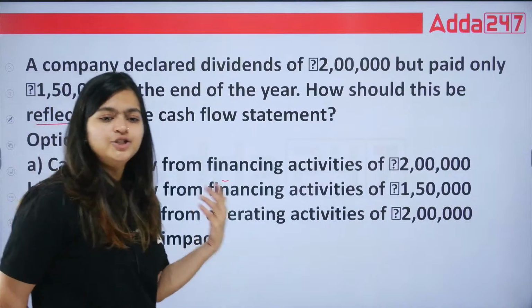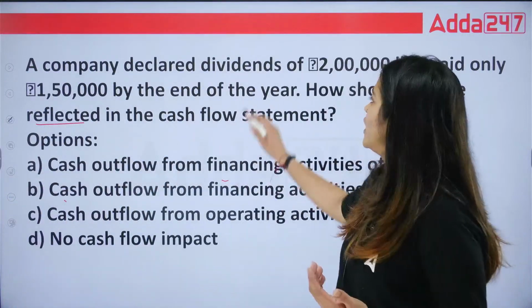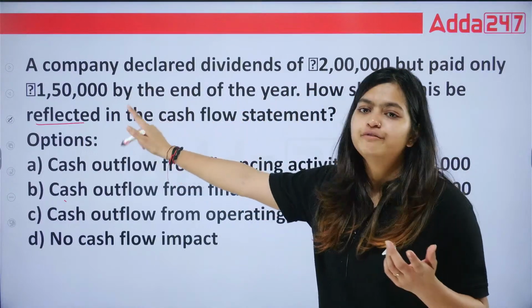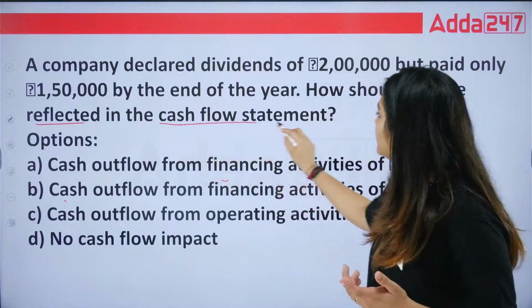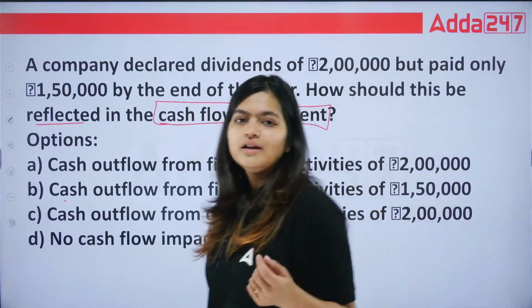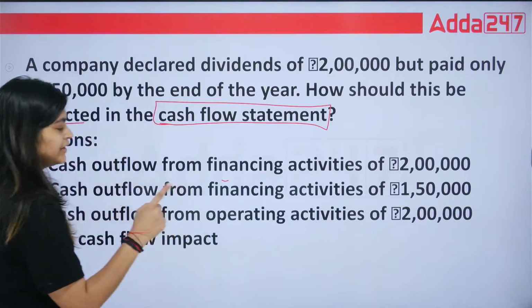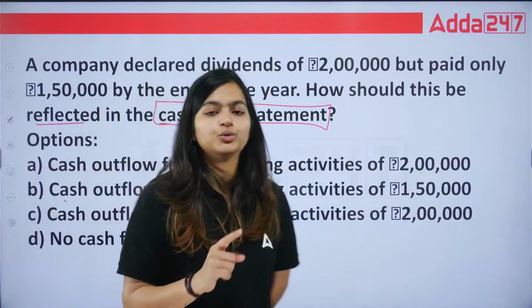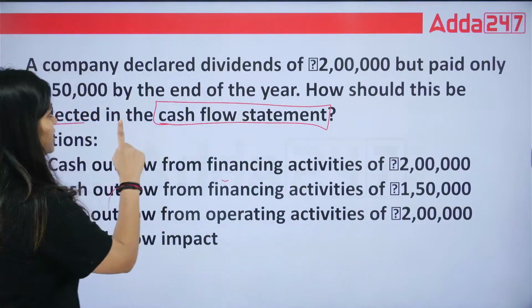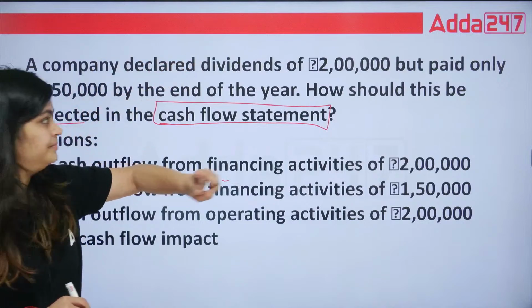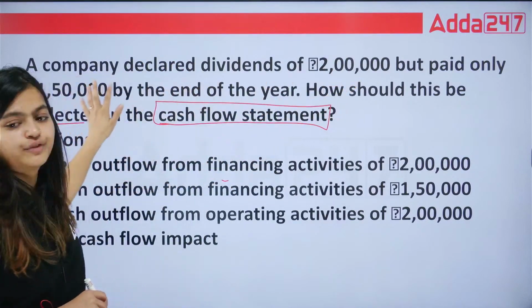See, in this company declared dividend of around 2 lakh. Okay, but they only paid 1,50,000. Remember, they want you about cash flow statement. That what is the entry under cash flow statement? A. Cash flow from financing activity. Cash outflow from financing activities of 1,50,000, cash outflow from operating activities of 2 lakh. So if you check the question in this, they are giving you two data. One is about 2 lakh and next is about 1,50,000.